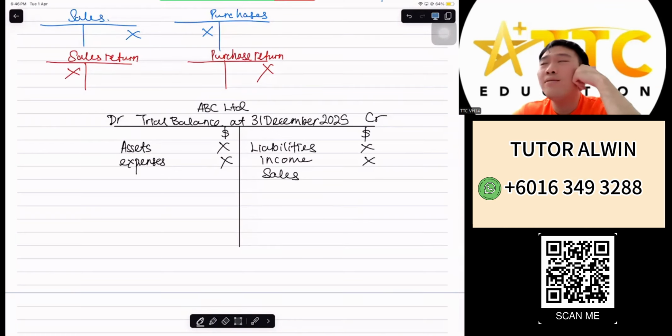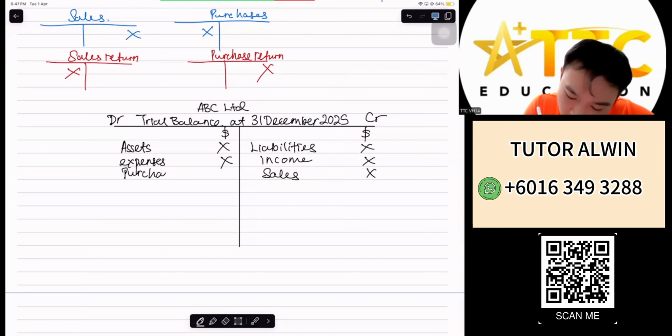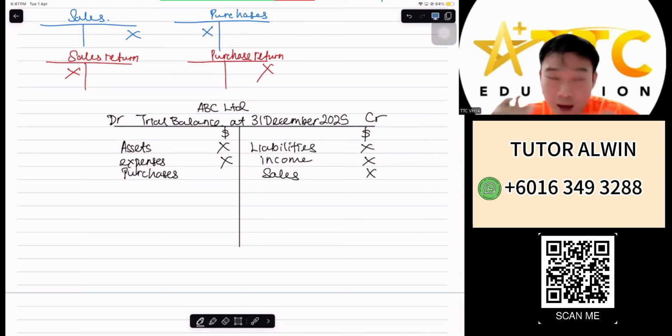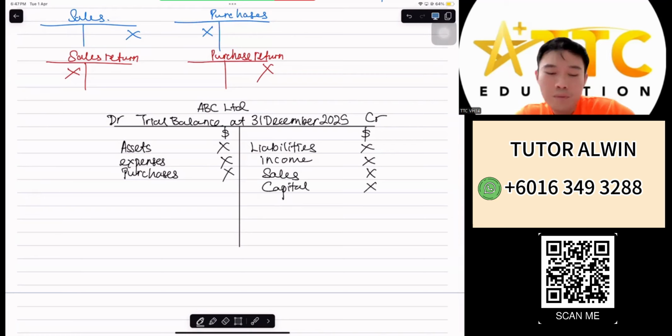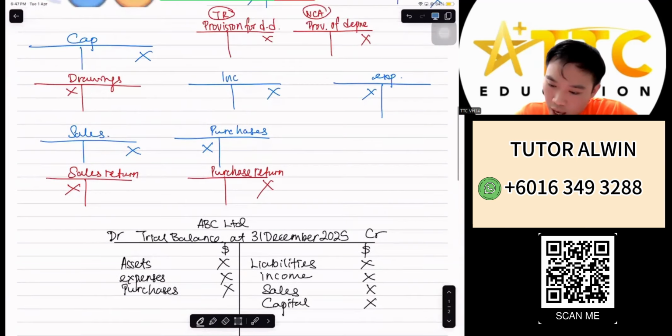Expenses: let's say we pay insurance by cheque. Money goes out, so we credit the bank, correct? And then what to debit? What did we pay the money for? An insurance, so we debit the insurance. That's why expenses are on the debit side. Then the purchases. Purchases is a kind of expense also, but we have to split it out because it's related to our inventory. And then we also have our capital over here, our resources.